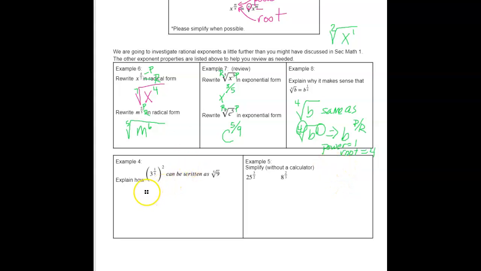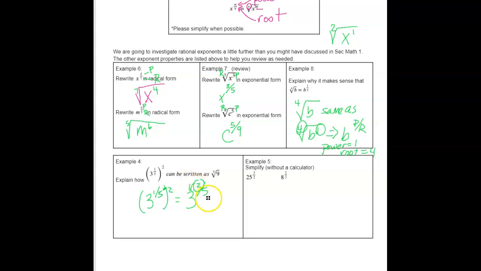All right, example 4, explain how 3 to the 1/5 quantity squared can be rewritten as the 5th root of 9. So this one, there's a lot of different ways you can do this. So I would start with the left side, and then you have some choices. So this squared, because it's a power to a power, you can multiply. So I would rewrite this as 3 to the 2 over 5. And then with powers, you can do those separately. So I would say, let's apply this 2.